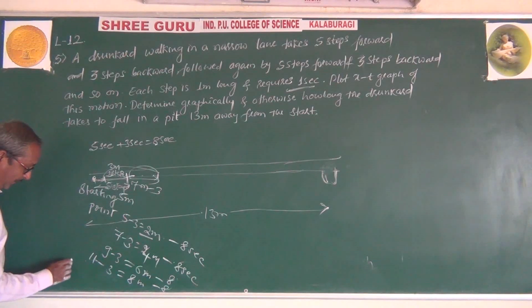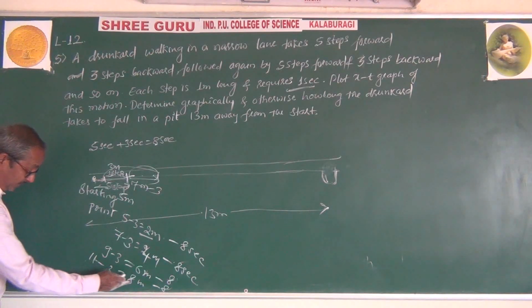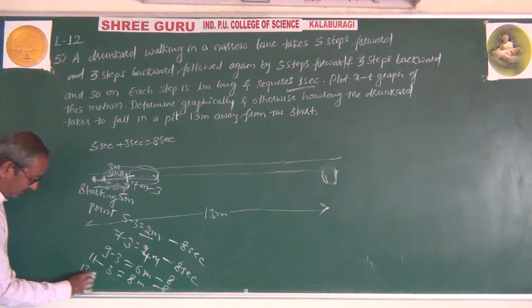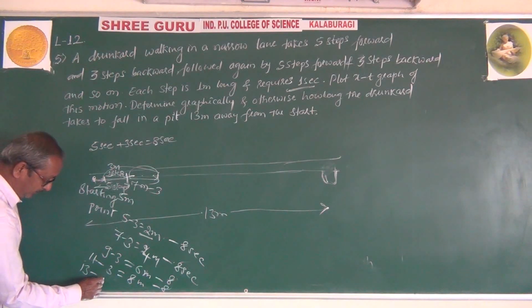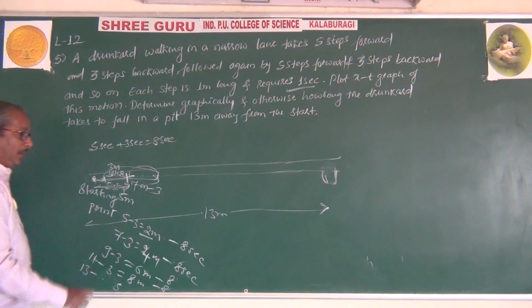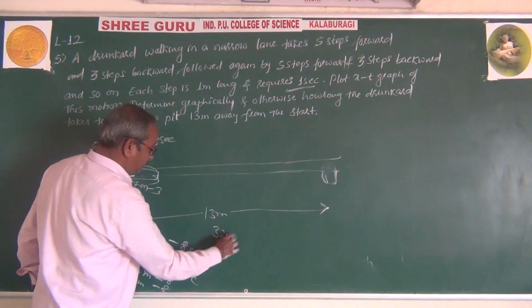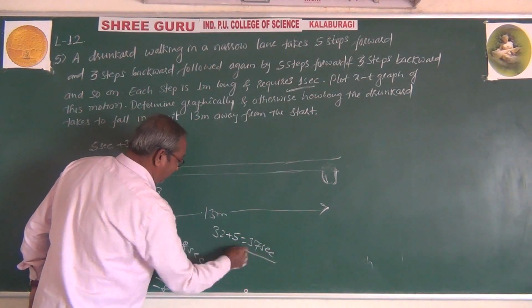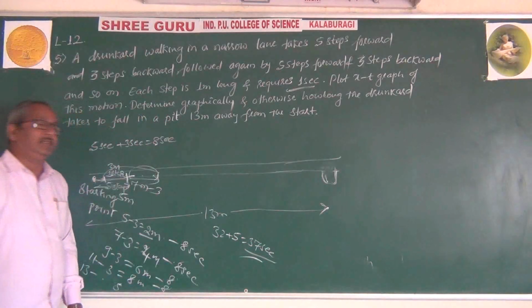After 8, plus 5 is 13. He reaches 13 meters. For that, 32 plus 5 equals 37 seconds. That is the time taken to fall into the pit.